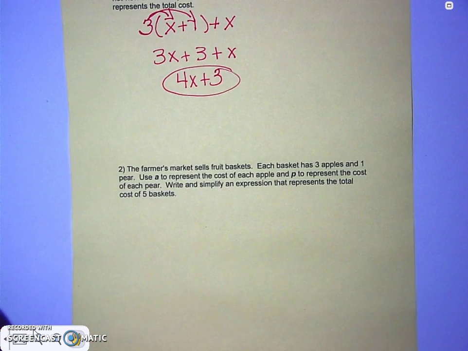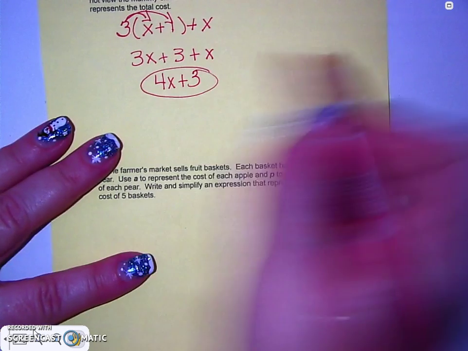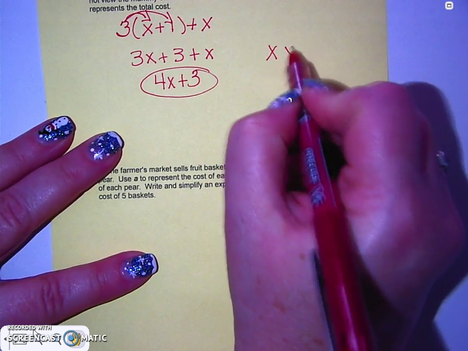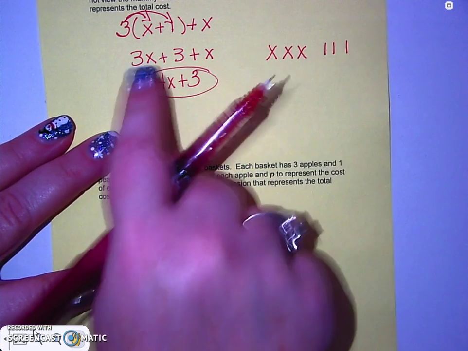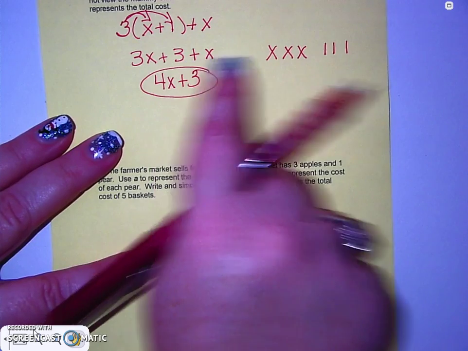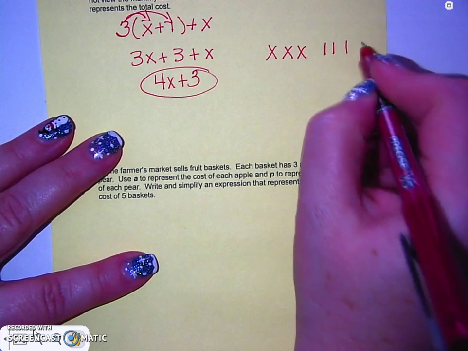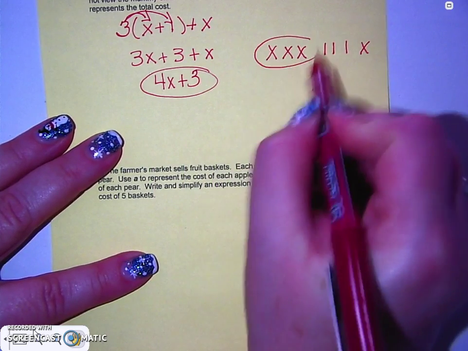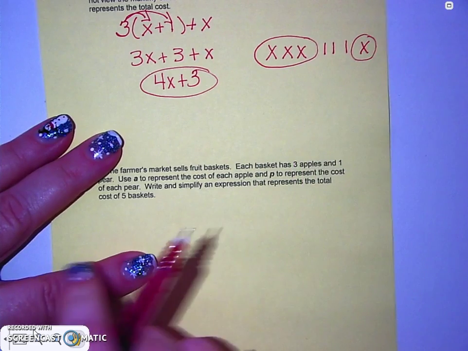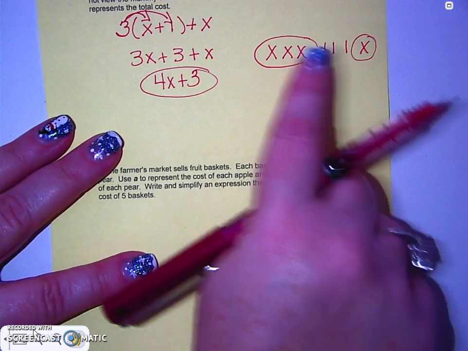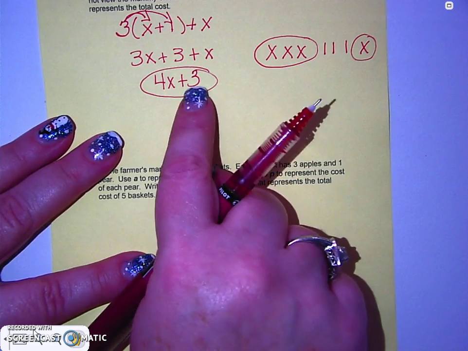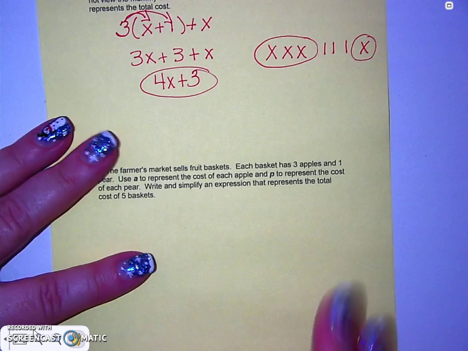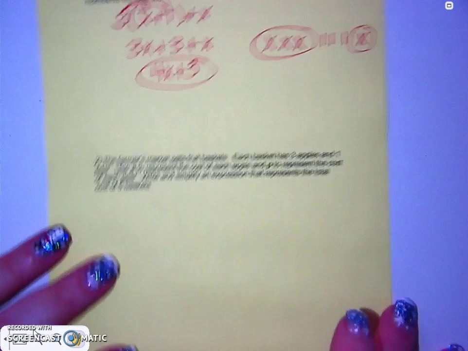Jordan, what do you think? So I literally have 3 X's, and I have 3 1s right here. 3 X's, 3 1s, and then I have 1 more X. So if I combine the X's, how many X's are there? 4. 4 X's, and then I still have 3 1s, and I can write that as a 3. Does that help? All right, let's look at the next problem.